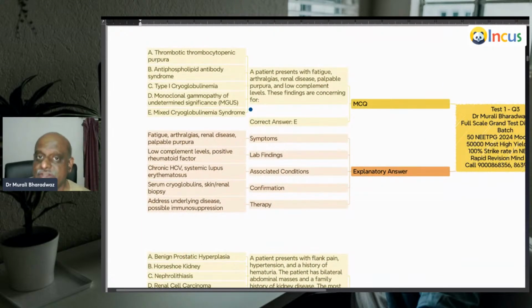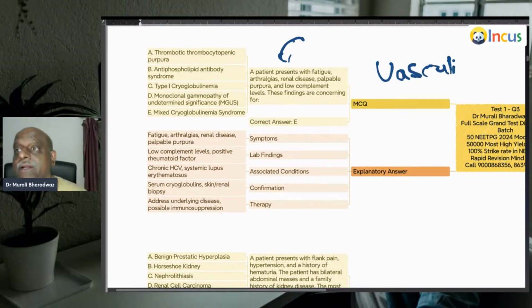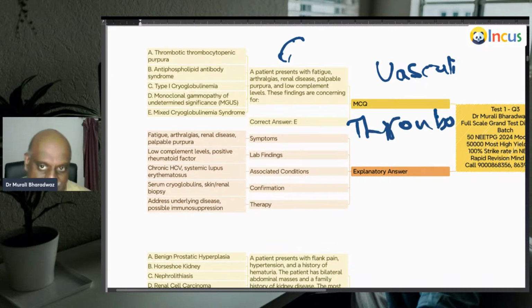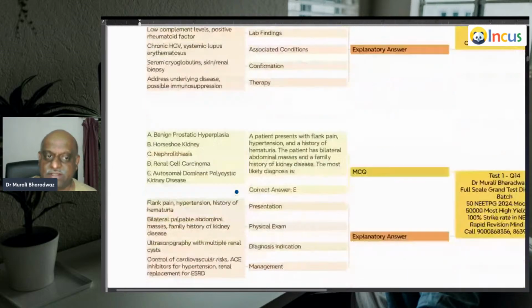A patient presents with fatigue, arthralgia, renal disease, palpable purpura or vasculitic purpura, not impalpable purpura or thrombocytopenic purpura. You should not forget low complement levels. What is your diagnosis, doctor? Mixed cryoglobulinemic syndrome. Just now we discussed it.